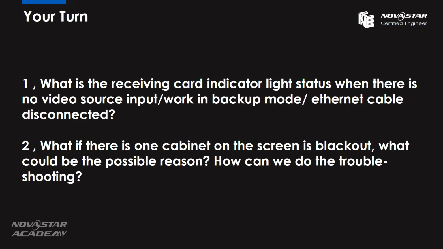What is the receiving card indicator light status in these three situations? If there's no signal source input, it'll be a triple blink, then a pause, and then a triple blink. If it's working in backup mode, it'll be a quadruple blink, then a pause, and another quadruple blink. And if the Ethernet cable is unconnected, it'll be a slow blink, one blink every 5 seconds. Well done. Very good. You are totally correct.